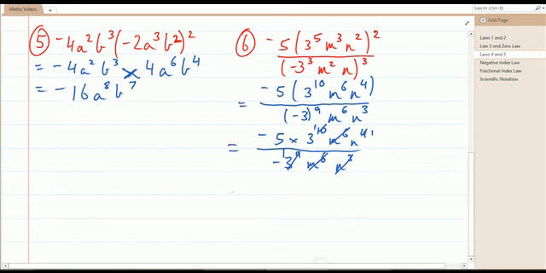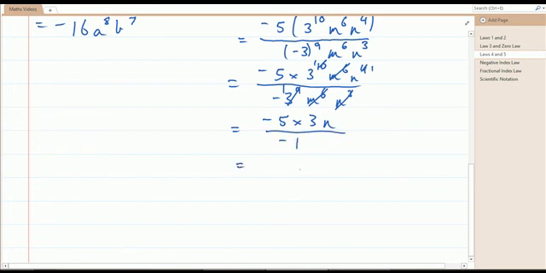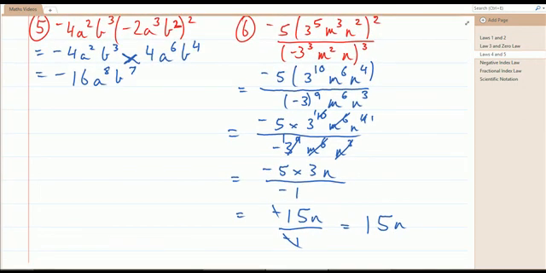Again, fairly difficult question. You won't come across many of these. So we're left with negative 5 times 3n over negative 1, which gets us to negative 15n over negative 1. And we can cancel these negatives, leaving us with just 15n. Again, that's a fairly difficult question. You won't really get many of those, but if you just follow these rules through, and there are different ways to approach these problems, I'm sure you'll be fine.